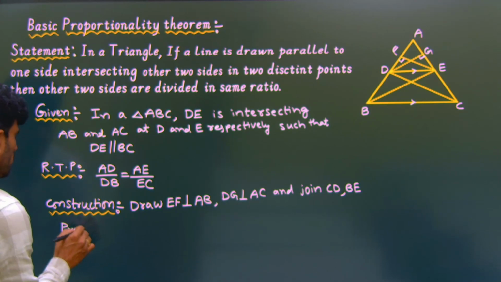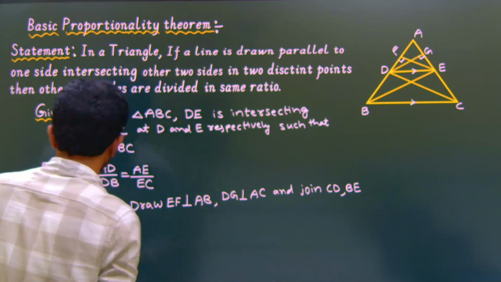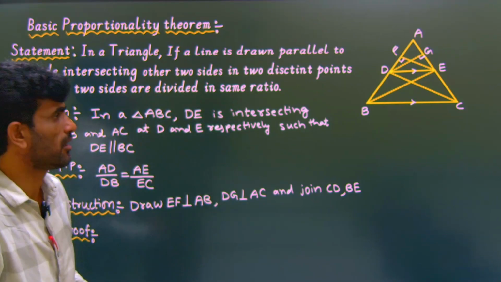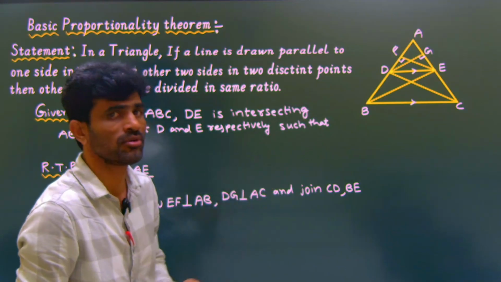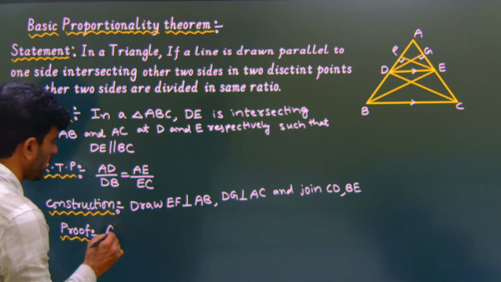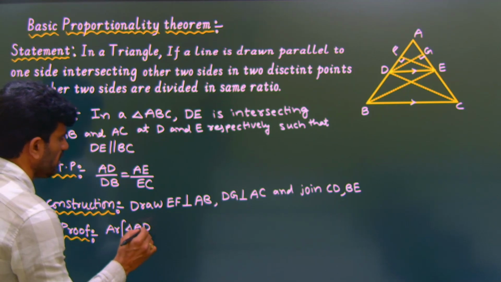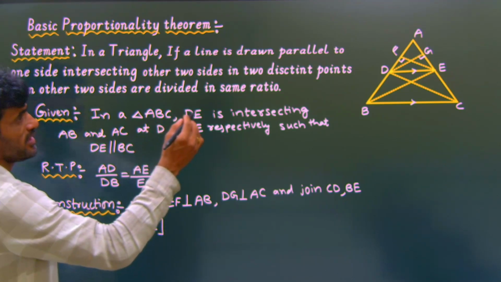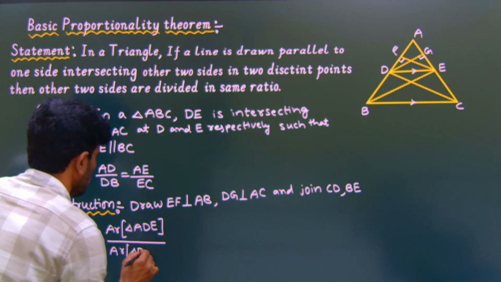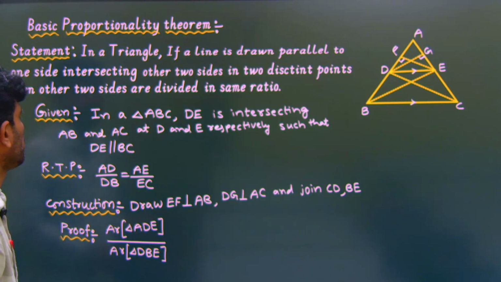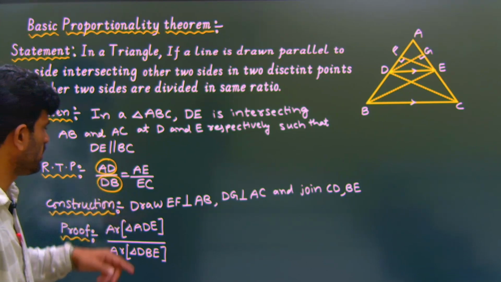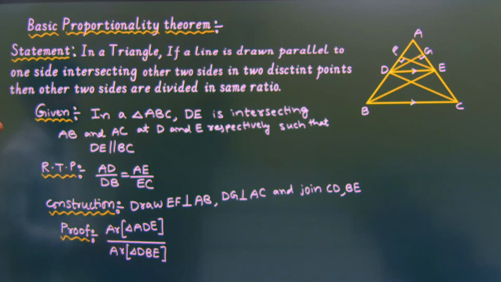This is the main part of the solution: the proof. Now we have to prove that the other two sides are divided in the same ratio. So finally we have to show that AD by DB is equal to AE by EC. For that, we take the area of triangle ADE and one more triangle, the area of triangle DBE. Why do we select these two triangles only? Because we want AD by DB. So to get AD by DB, we take the area of triangle ADE by the area of triangle DBE.